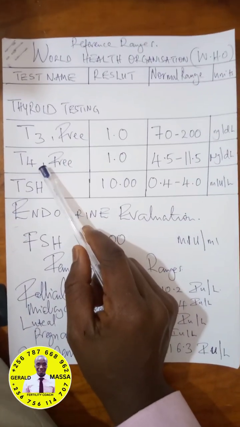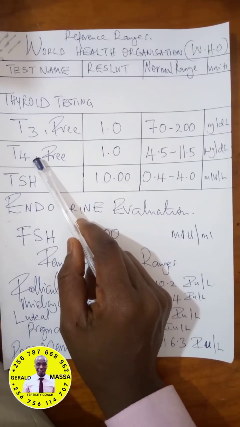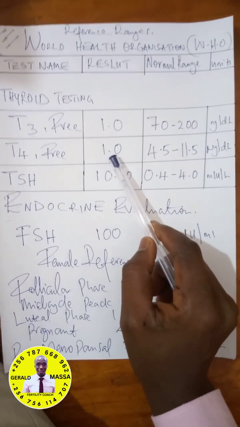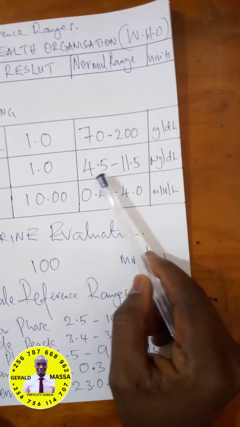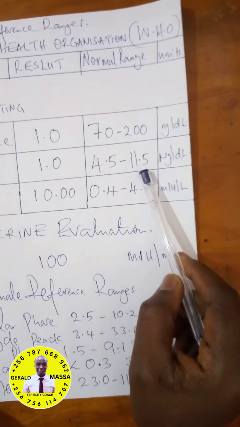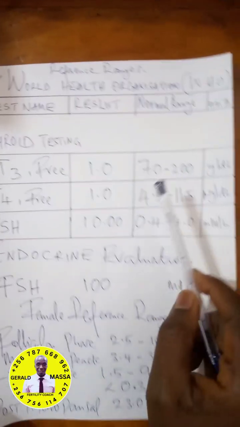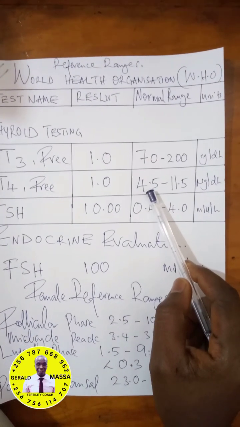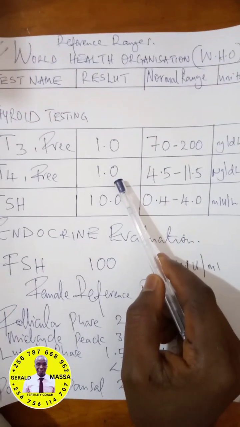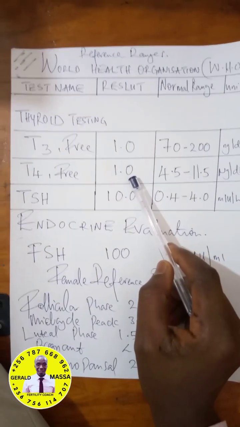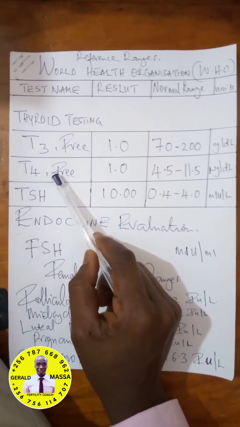If the levels of T4 hormone, also known as tetraiodothyronine, are also 1.0 and the normal is supposed to be 4.5 up to 11.5 according to the World Health Organization, WHO, and you've scored 1.0, this also means that the levels of your T4 hormone are low.